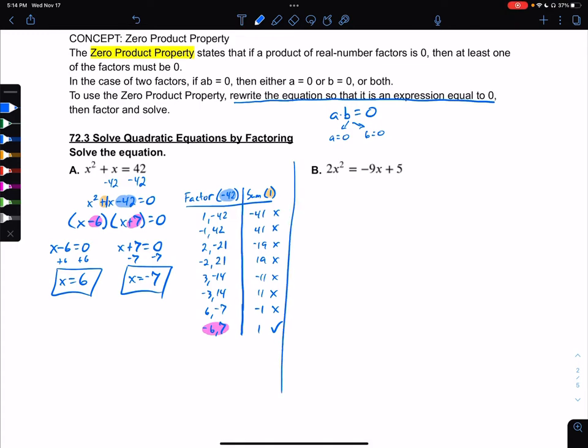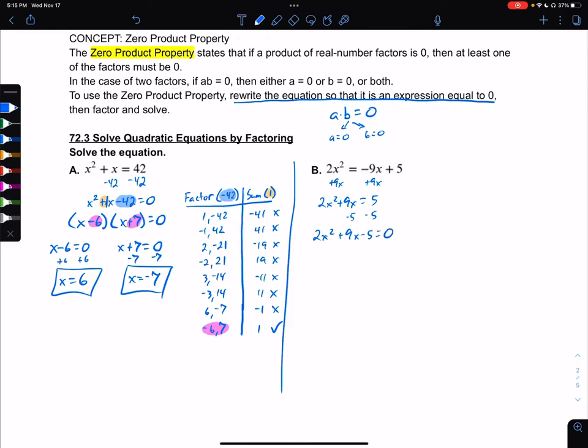All right, in part B, we definitely don't have this equal to 0. So what I'm going to do is I want to move the 9x over. I'll do this one step at a time. So I get 2x squared plus 9x equals 5. And then I would subtract 5. So I get 2x squared plus 9x minus 5 is equal to 0.